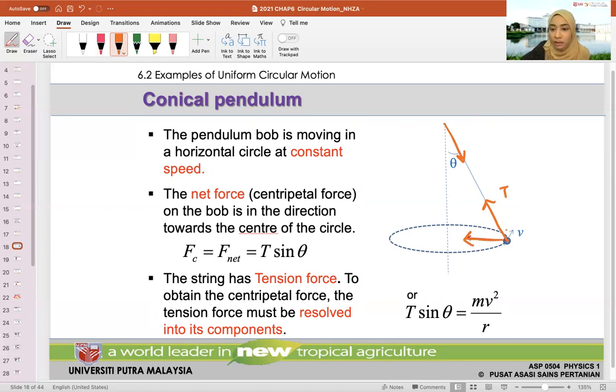So this becomes, if this is theta, this is theta. So this becomes T sine theta. So T sine theta will be mv squared over r.